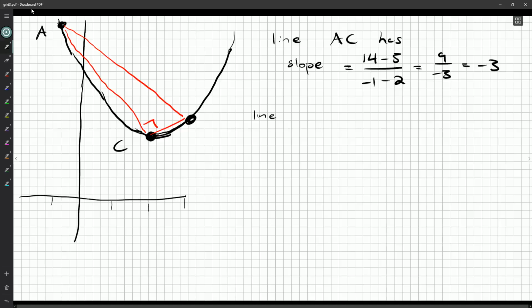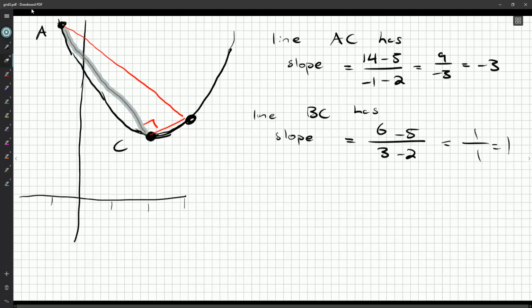And the line BC has a slope equal to, we'll have minus 5 over minus 2 again. So the y-coordinate of B was 6 and the x-coordinate was 3. So we'll have 1 over 1, which is a slope of 1. So not negative reciprocals. Darn it. I was really hoping there. Okay, so not right angled.